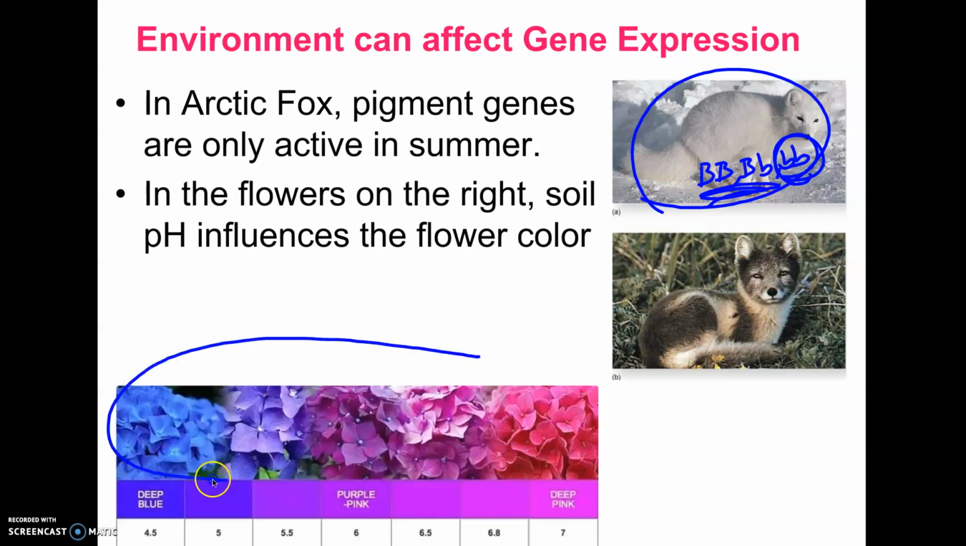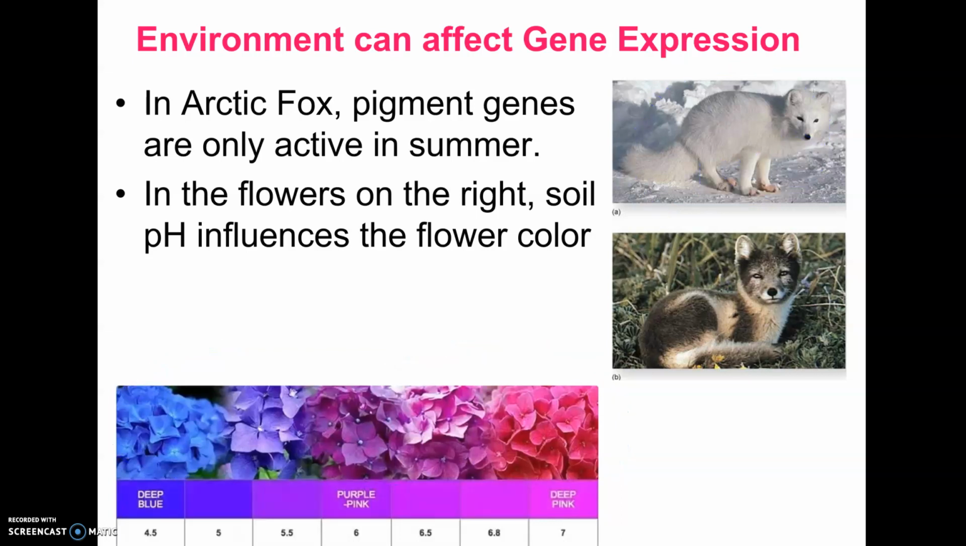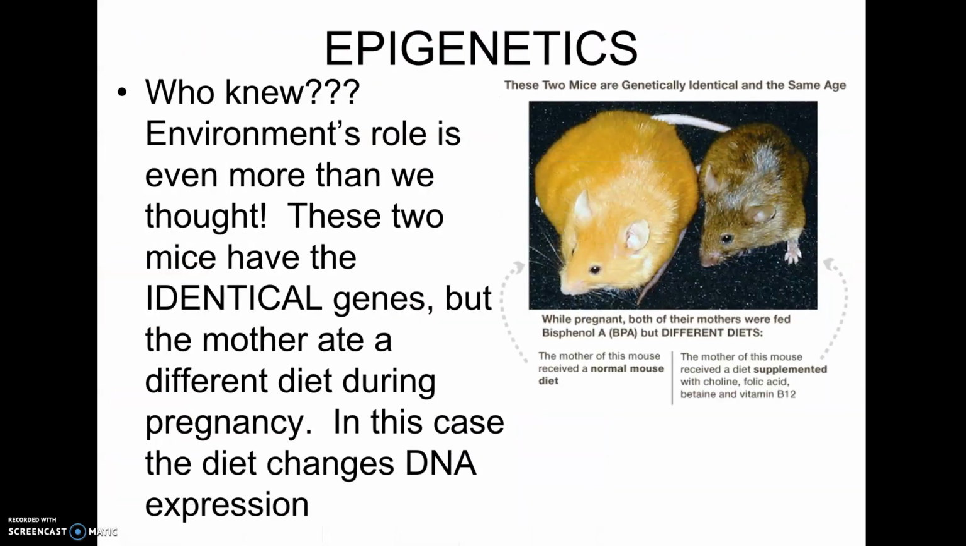And for these flowers, the gene for color is the same, but the color of flower that you see is actually influenced by the pH of the soil. So the gene itself doesn't change. It makes the same pigment, but the pigment actually reacts with, I think it's aluminum in the soil, and it makes the flowers different colors. So what you see as a phenotype is not 100% determined just by your genes.